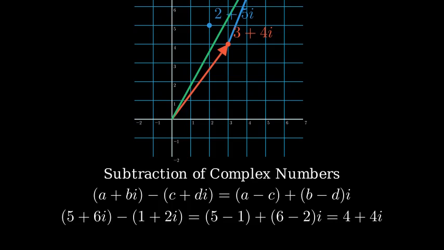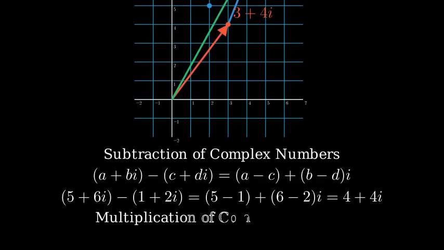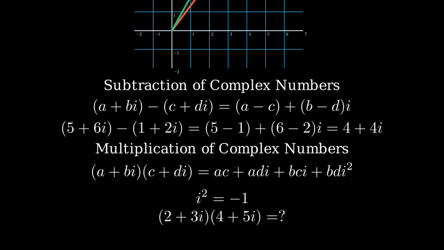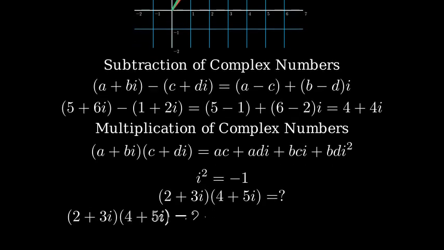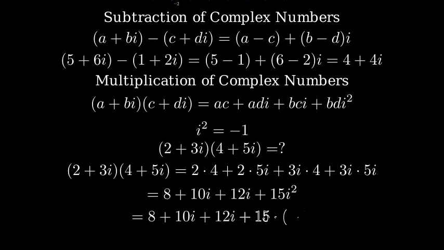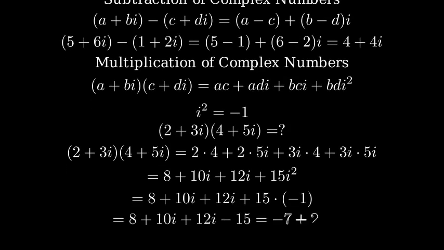Multiplication is slightly more involved. To multiply complex numbers, we use the distributive property, and remember that i squared equals -1. For example, let's multiply 2 plus 3i by 4 plus 5i. First, we distribute. We get 8 plus 10i plus 12i plus 15i squared. Since i squared equals -1, we get 8 plus 10i plus 12i minus 15. Combining like terms, we get -7 plus 22i.